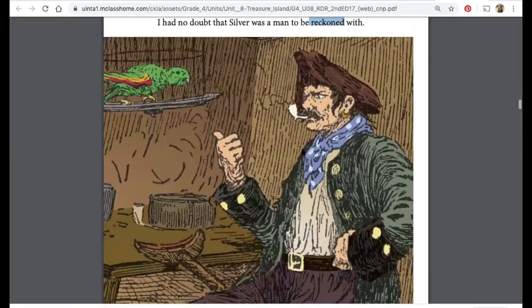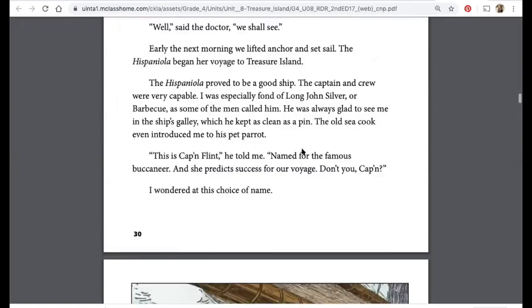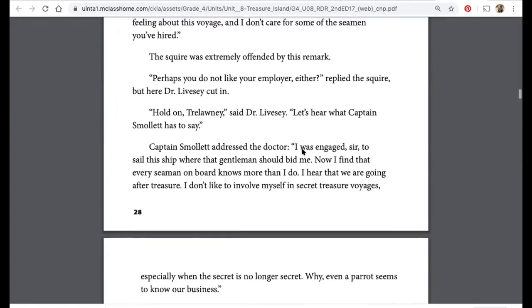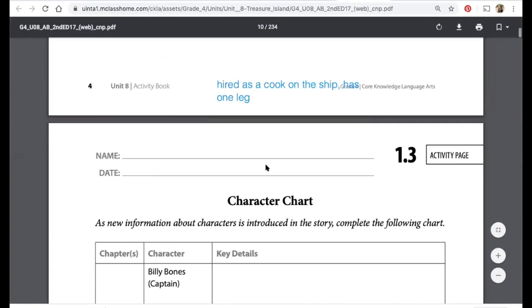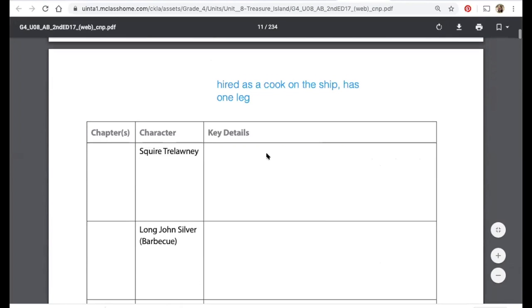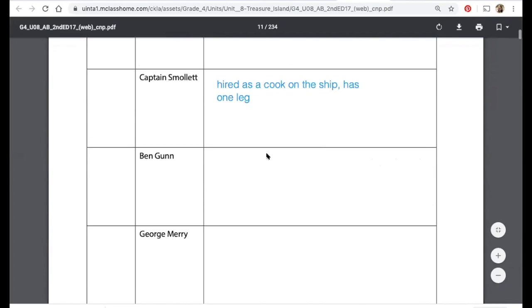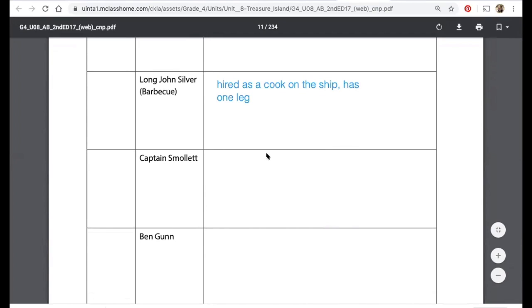I want you to look back at the pictures and look back at some of the important parts in this story, especially when there's a lot of dialogue or talking going on, because that's going to give you some good clues. All right, my friends, head on over to your character chart. Remember, it's on page 5 and page 6. We're going to be on page 6 today. Your assignment today is to add to your character chart new things that you have been learning about Long John Silver, or Barbecue as they call him.